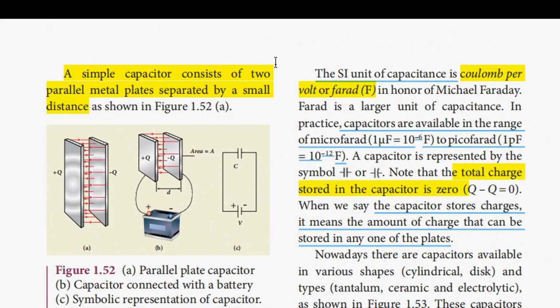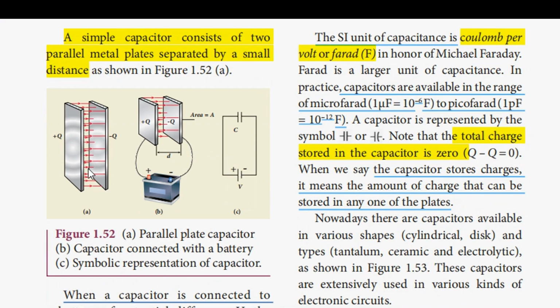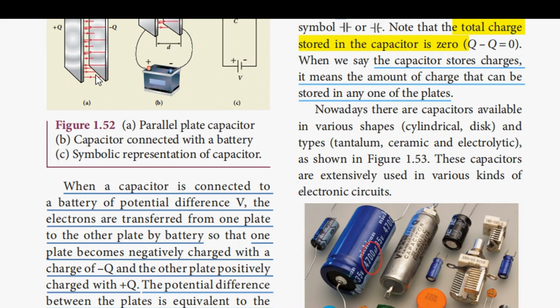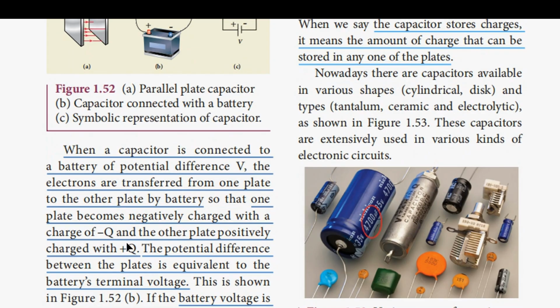What is a capacitor? A simple capacitor consists of two parallel metal plates separated by a small distance as shown in this diagram. And these two plates are connected to a battery like this. So that's a parallel plate capacitor. And when this capacitor is connected to a battery of potential difference V, the electrons are transferred from one plate to the other by the battery, so that one plate becomes negatively charged with a charge of minus Q, and the other plate positively charged with plus Q like this.